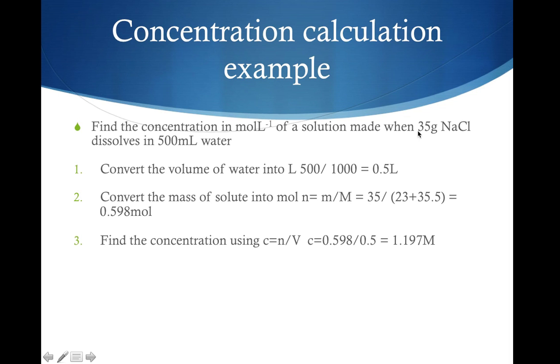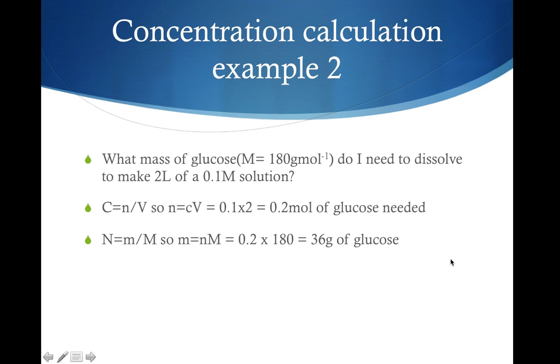Say you went back to your 35 grams of sodium chloride that we looked at before. First thing we would do is convert our volume into litres, and we'd convert our mass into amount in mole using the molar mass. So amount is mass divided by molar mass. You'd then use the fact that the concentration is equal to amount over volume. So our amount in mole divided by our volume in litres will give you our concentration in moles per litre.